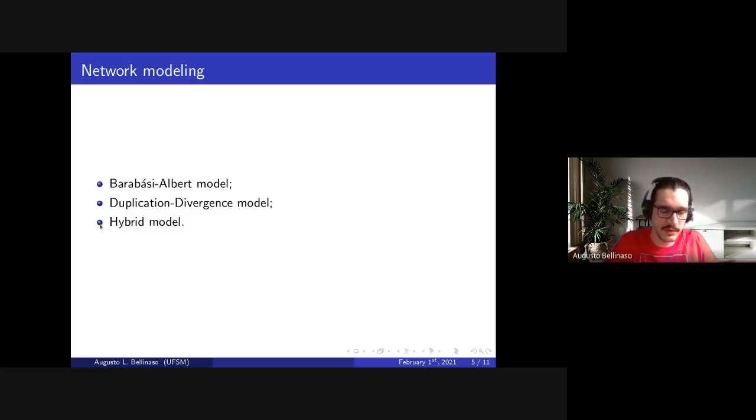And the last model is the hybrid model, which we propose as a different approach to represent both the topology and the spectrum of the networks, because the Barabasi-Albert model and the duplication divergence model don't represent both of these features of the network. So we propose this model as a combination of these two models with small adjustments to represent both the topology and also the eigenvalue spectrum of the network.